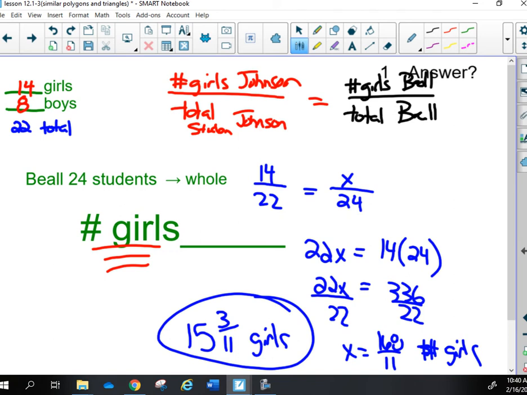Now, if we were talking about boys, then I usually pick on some of our boys. Griff, you could have been the 3 11ths boy that would have been in the class. Since there's 15 and 3 11ths girls, maybe you're over in Mr. Beal's class, Griff, and I would say then you're going to have 8 and 8 11ths boys left over, and Griff, you'll count as the 8 11ths of a boy. There's your shout out, Griff. So there you go. All right.